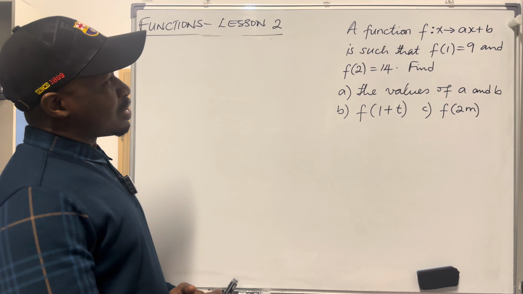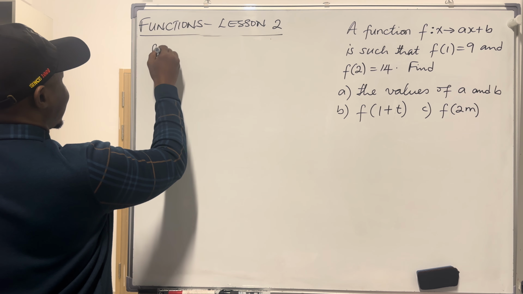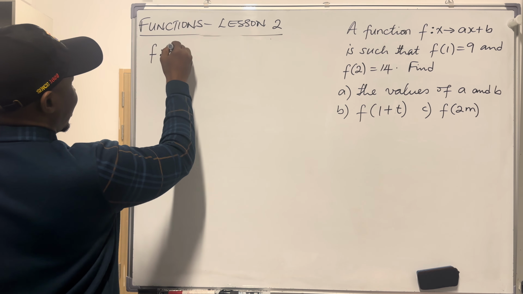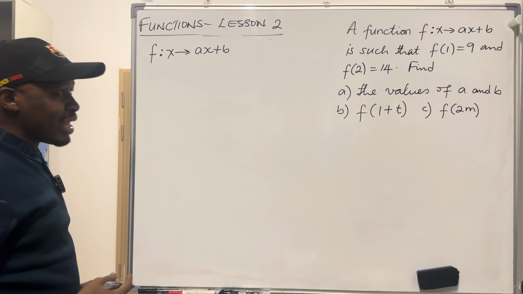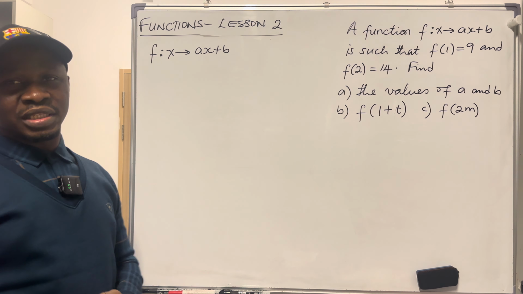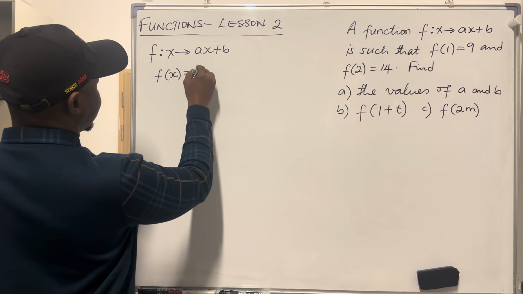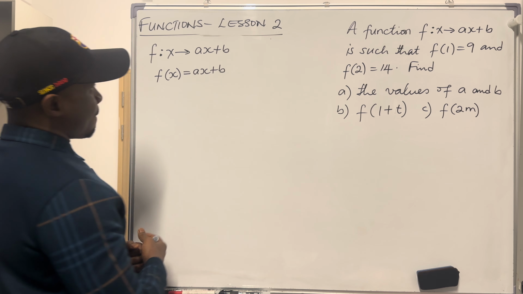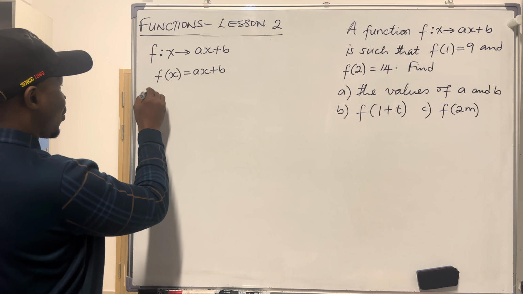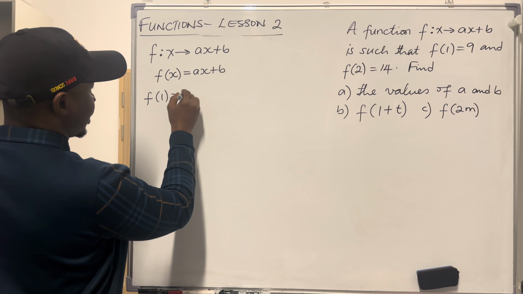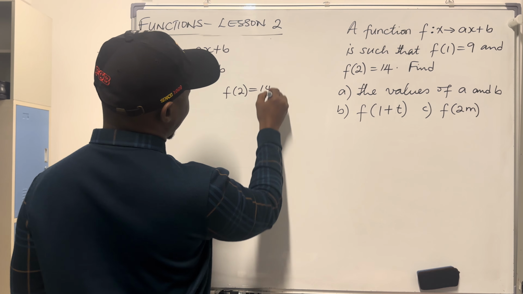All right, thank you. So we are given here a function f is such that f maps onto ax plus b. But whenever you are given the function in this form, mostly we write it like this, which is ax plus b. All right. So this is such that we are told f of 1 is 9 and f of 2 is 14.